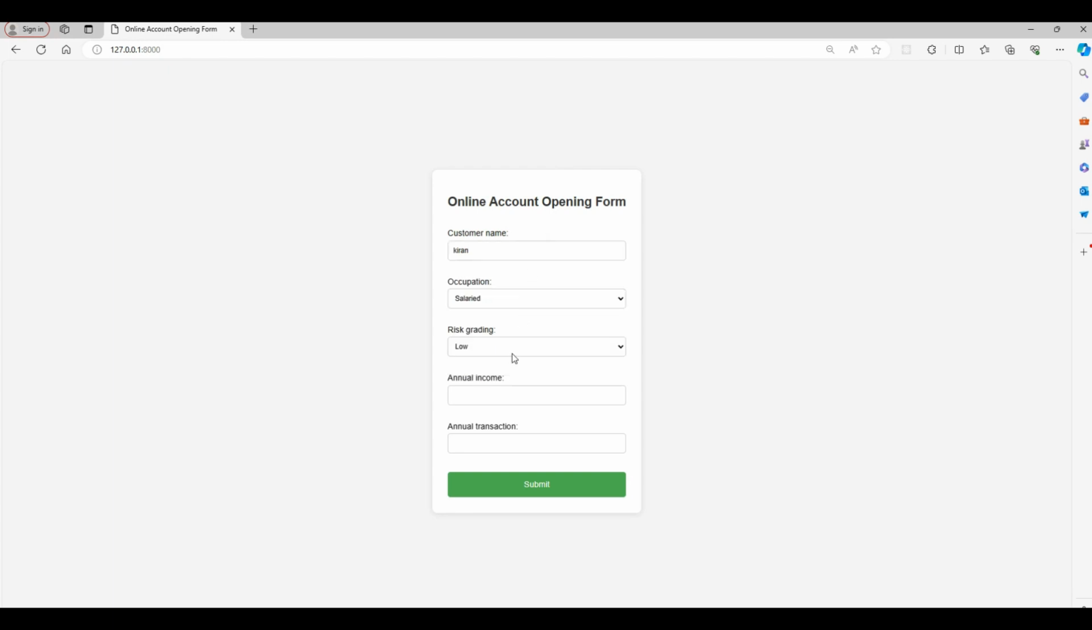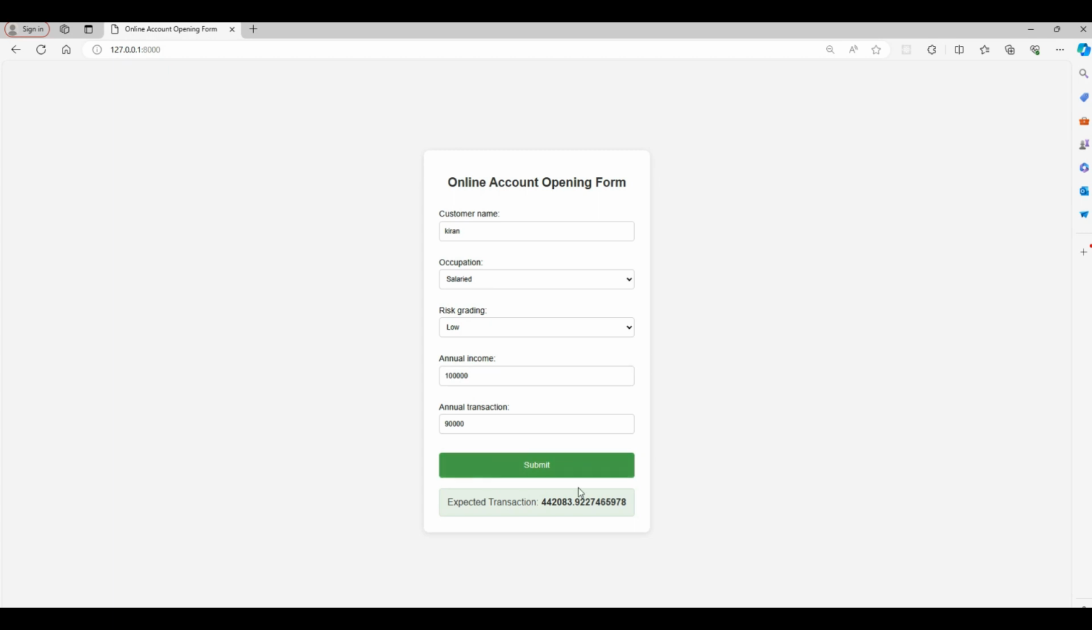So, for customer name, I will give my name. Occupation is salaried, risk rating is low, annual income, let's say 1 lakh, and annual transaction. Okay, so my current annual transaction is around 90,000. So if I click on submit, okay, it is showing 4,42,000.